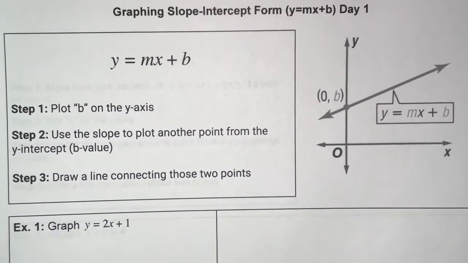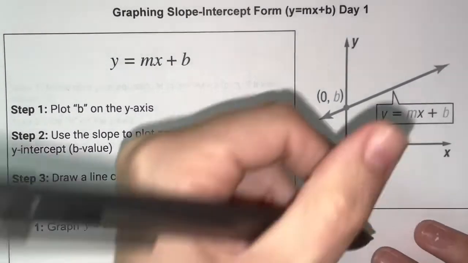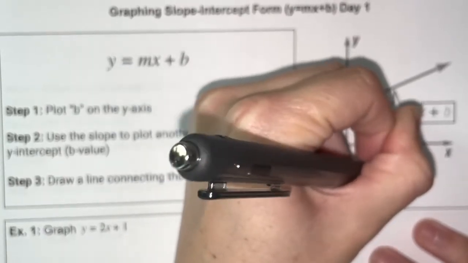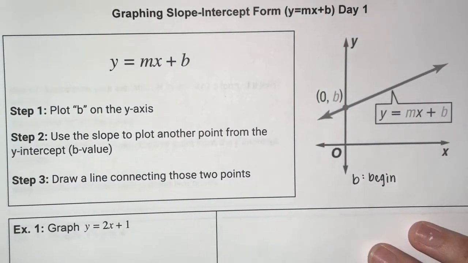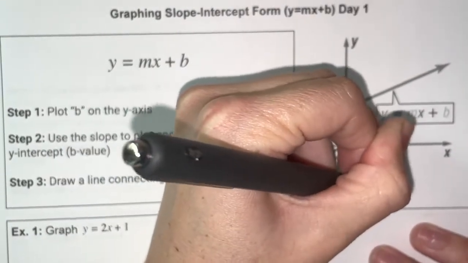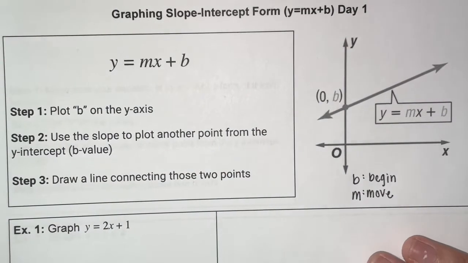So one trick to help you remember is that b is where we begin. So that's our first point. And then m is where we move. So that tells us how to get to our next point.